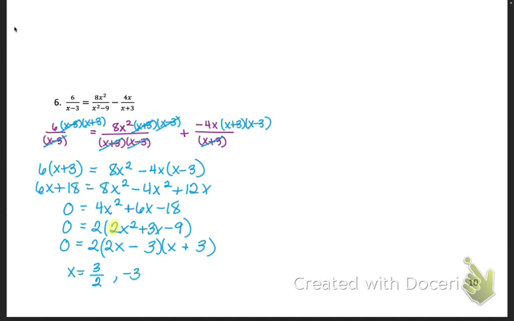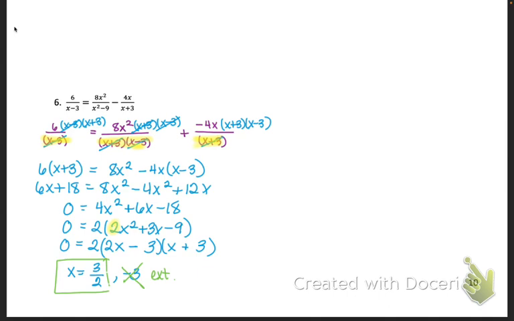Now let's go back to the original, and we can look at the factored denominators all right here. Excluded values are going to be positive 3 and negative 3, which means we cannot keep this one. This solution is extraneous, and the only correct solution is 3/2. Okay, so that's how we can use the LCM.